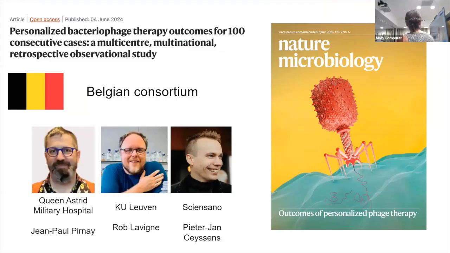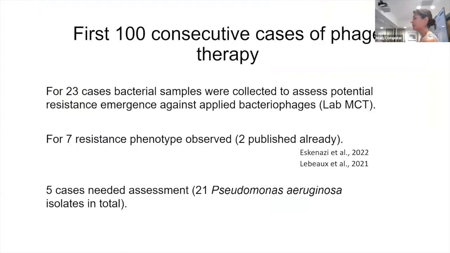They went through 100 consecutive cases that they helped facilitate. I like to also say it was a Belgian consortium, mainly Dr. Jean-Paul Pernet, Rob Leuven and Peter Jan Sessens, who were really important to facilitate these patient cases. I was able to help out a little bit on the sequencing of some of these cases.